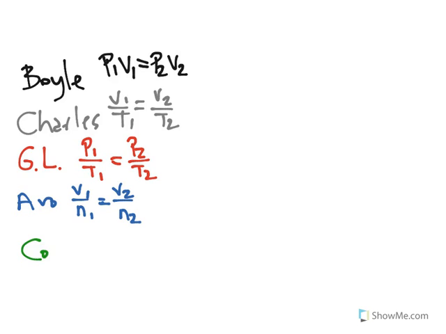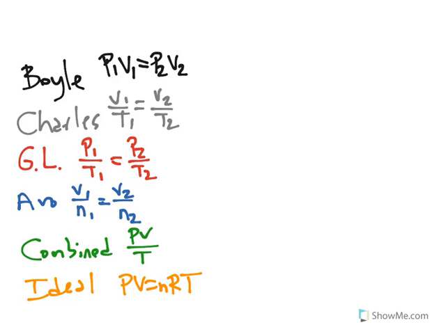We've combined them all to get P1 V1 over T1 equals P2 V2 over T2. And then we've come up with the ideal gas law, which is PV equals nRT. So that is a total of 1, 2, 3, 4, 5, 6. There are 2 more gas laws to go over, and they are Dalton's law of partial pressures and Graham's law. But I'm kind of tired, so I'm going to go ahead and just make that another lecture. So enjoy.